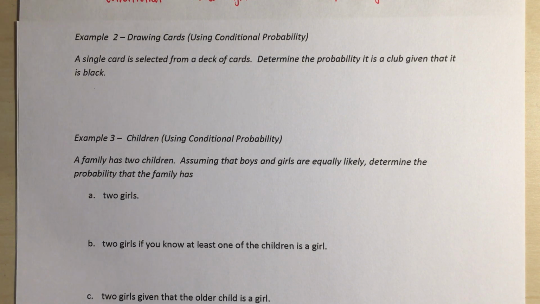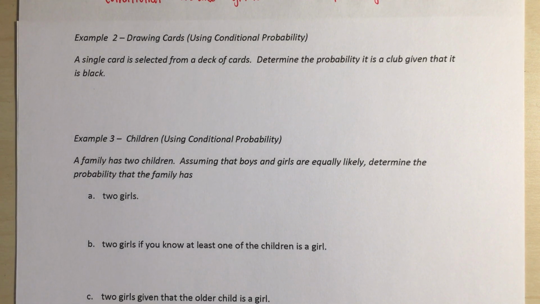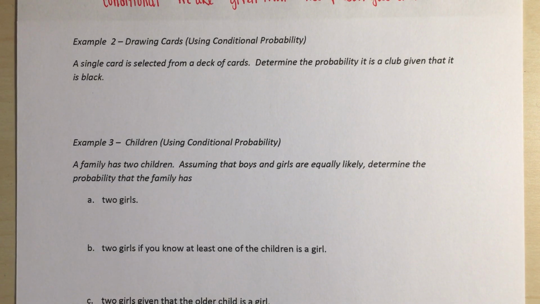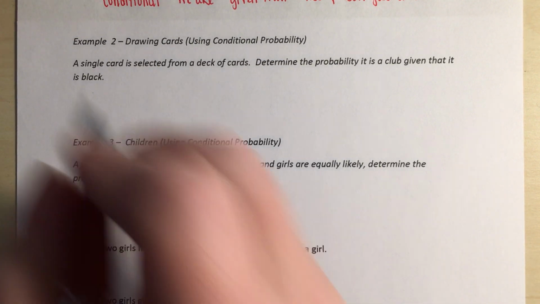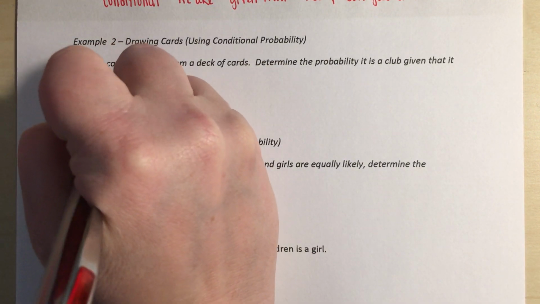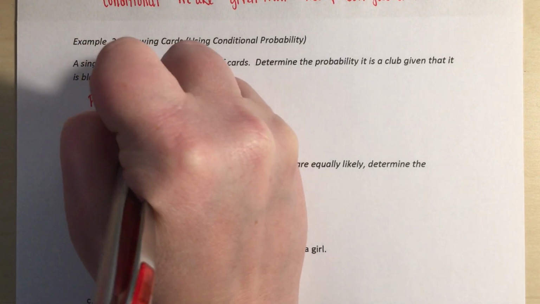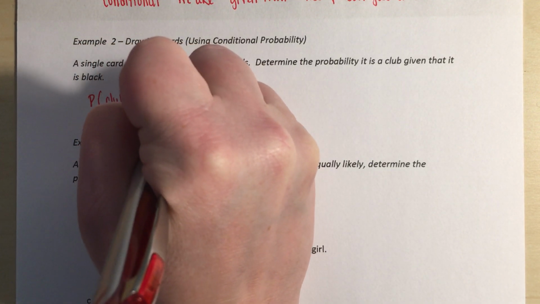So in these next couple of examples, we're going to look at some more ways that we can use conditional probability. A single card is selected from a deck of cards. Determine the probability it is a club given that it is black. So the probability that it is a club given that it is a card that is black.